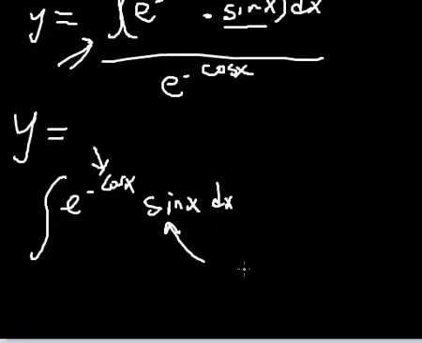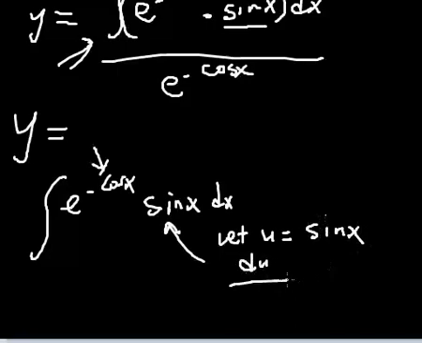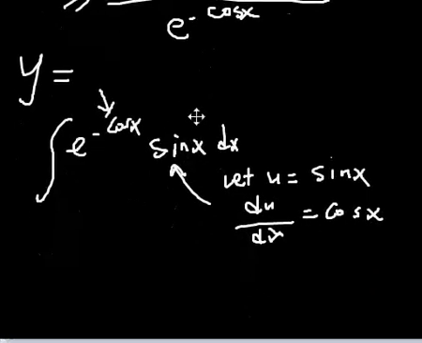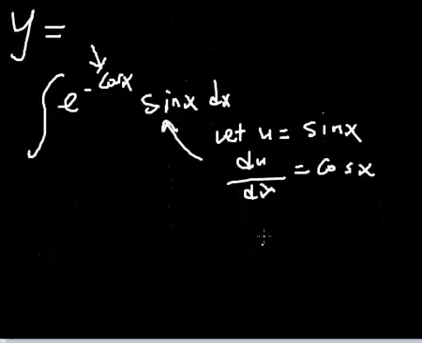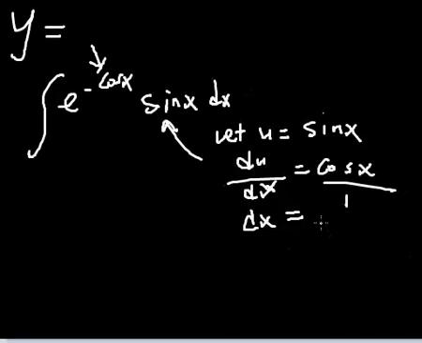Let's find out. If I say let u be equal to sine x, then definitely du with respect to dx gives me cos x. Then if I rearrange this equation to make dx the subject, if I cross multiply, I will get dx to be equal to du.